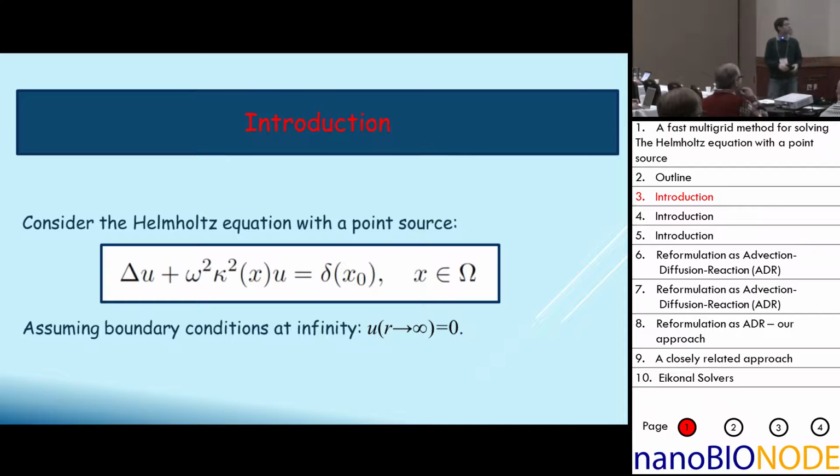So consider the Helmholtz equation with a point source. So that's the usual equations that you know. Omega is the frequency, and k squared, k is the medium that varies in the domain. We solve this problem for a point source at x0, so it's a delta function, and we assume boundary conditions that the solution goes to 0 as we move far away from the source.